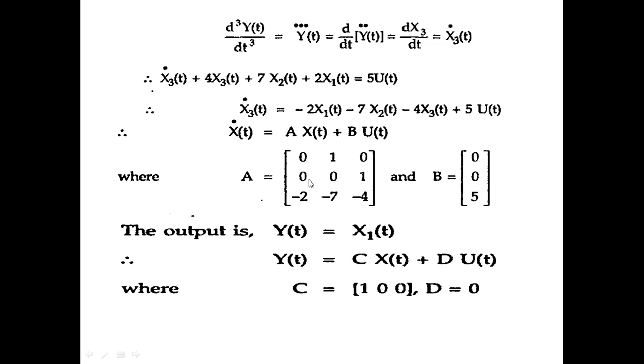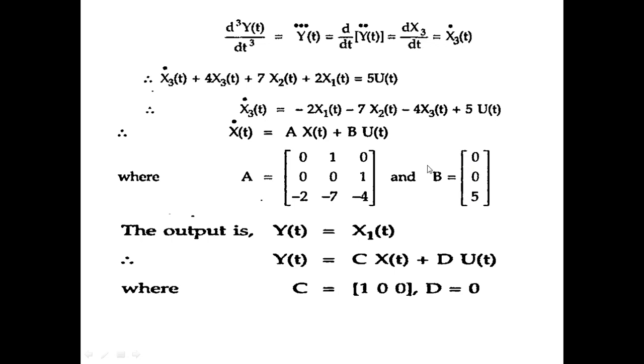Then for x3 dash, what are the coefficients? The x1 coefficient is -2, the x2 coefficient is -7, and the x3 coefficient is -4. So A is done, and it is multiplied by x1, x2, x3. And what about the B coefficient? The other inputs are absent. We have only one input, which is multiplied by a scalar, 5, and it is multiplied by u of t.